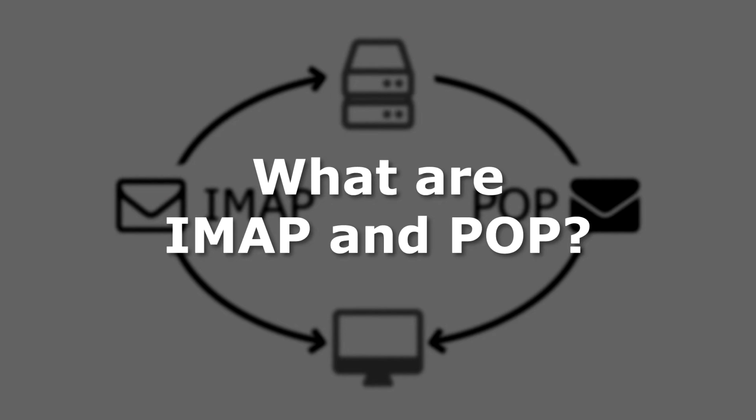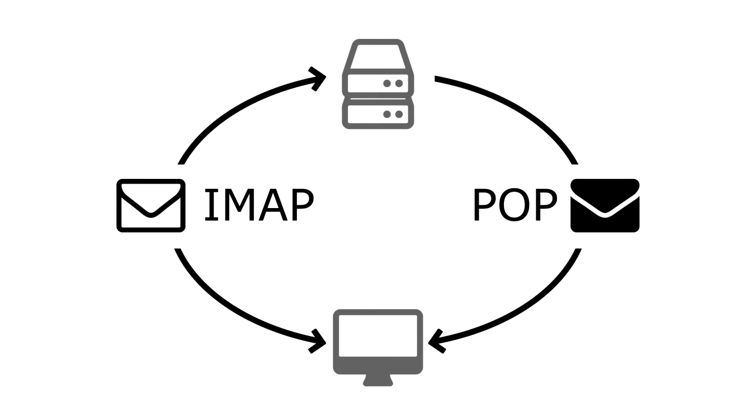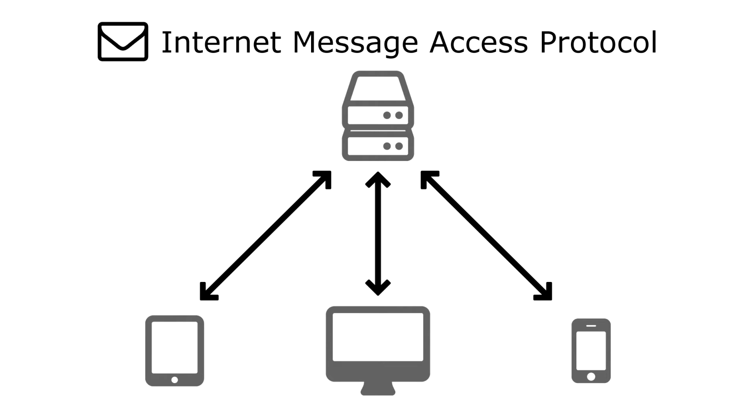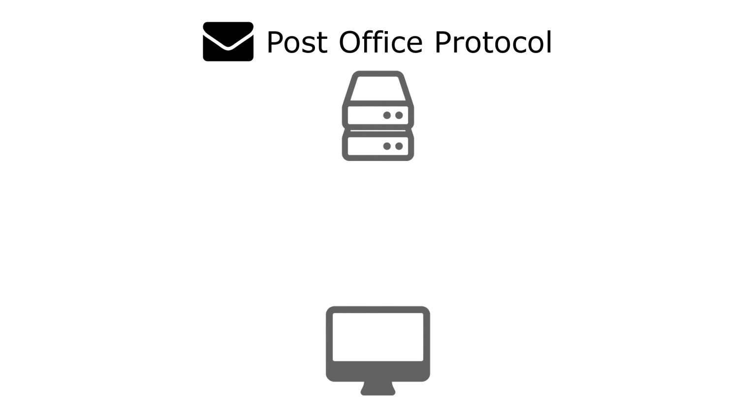So what are IMAP and POP? IMAP and POP are both protocols that allow email applications to access email on a server. IMAP, which stands for Internet Message Access Protocol, is a more modern protocol which allows email to be accessed and synchronized across multiple devices. IMAP was developed as an alternative to POP, which stands for Post Office Protocol.